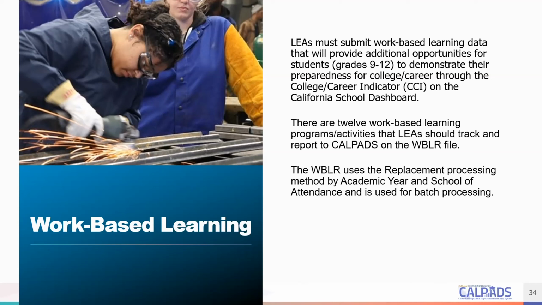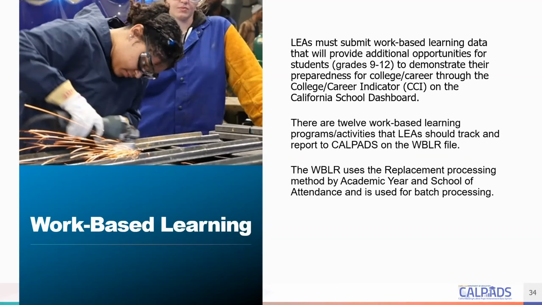All right, so work-based learning programs and opportunities, this data is collected only for grades 9 through 12. And again, like we said, it's specifically for measures on the CCI for the California School Dashboard. There's going to be 12 different types of work-based learning programs, and they're very specific. They are defined in the code set.